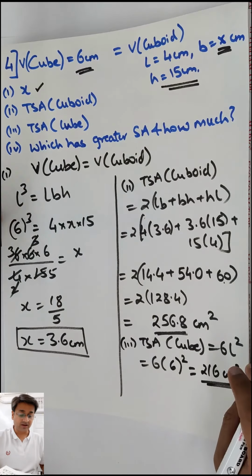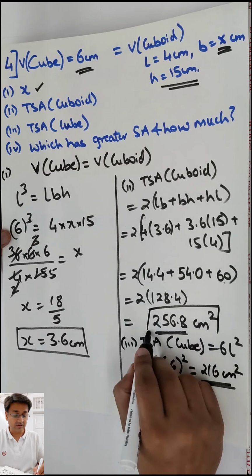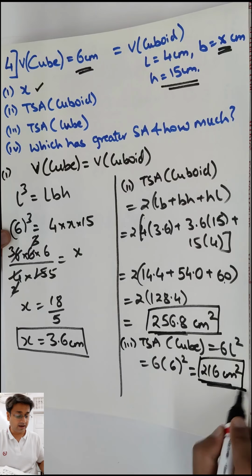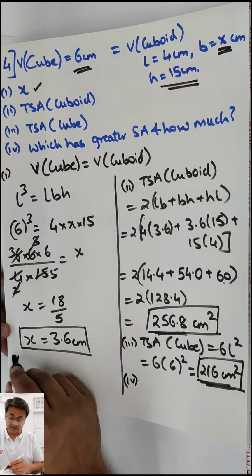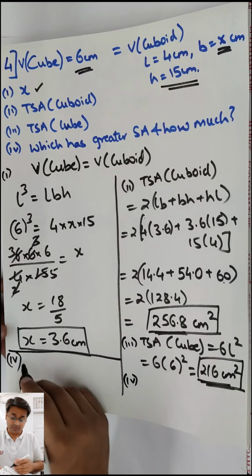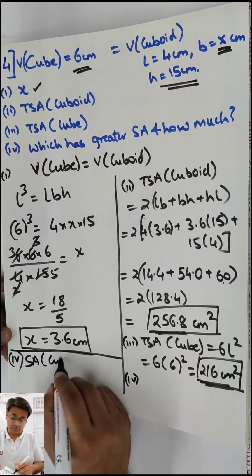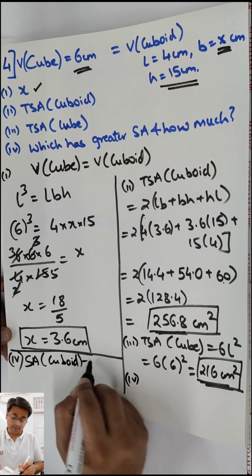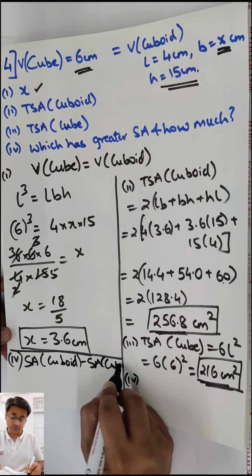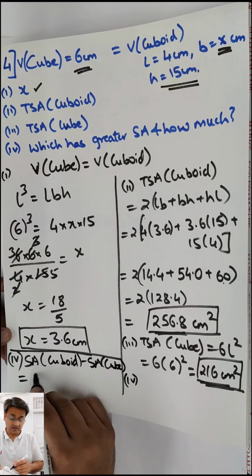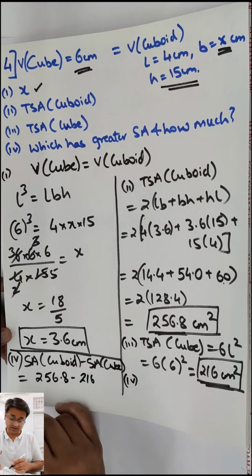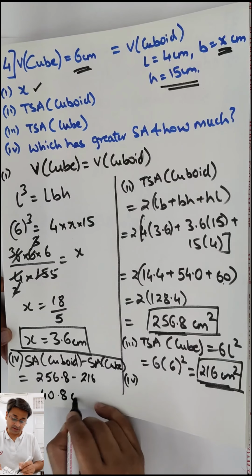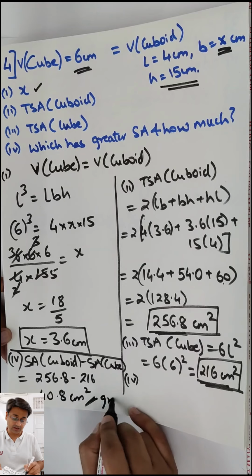Last part, which has greater surface area. So this is the surface area of the cuboid and cube. Obviously cuboid has greater. By how much? So by how much? Let's do it here, the fourth part. So surface area of cuboid minus surface area of cube. So that will give us 256.8 minus 216. So 40.8 centimeters square greater.